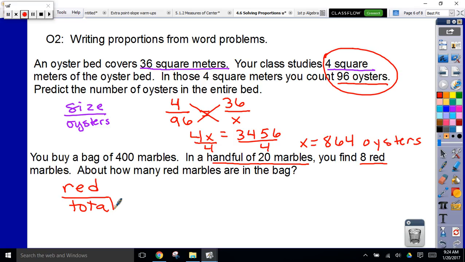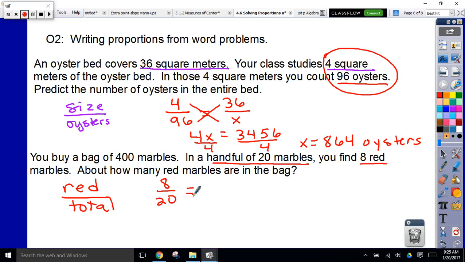Okay, so Hannah already put these two numbers together. The 8 red marbles are in the handful of 20. So I'm going to start with, for red, 8, for total, 20. Where am I going to put the 400? Is it going to go on the top or the bottom? Is the 400 talking about red marbles or total marbles? Hannah, what do you think?